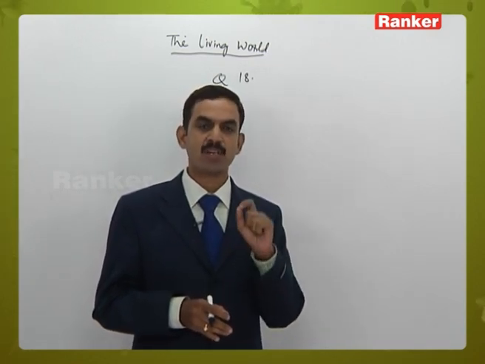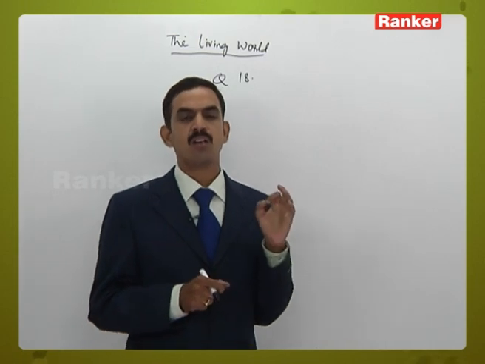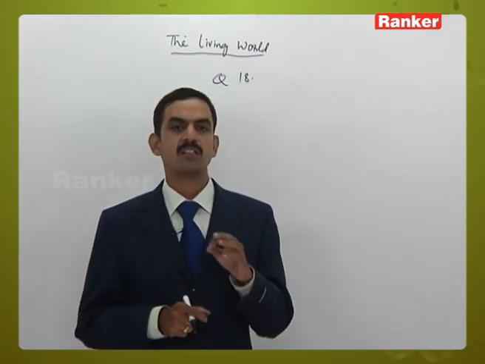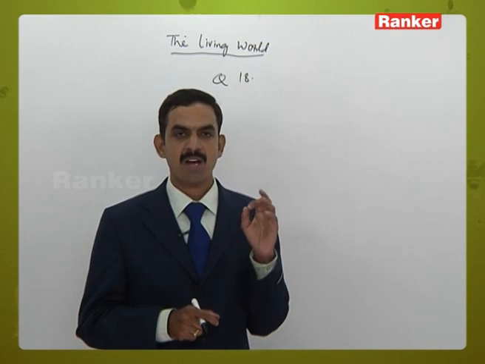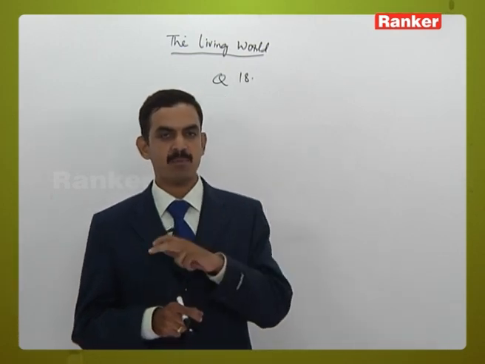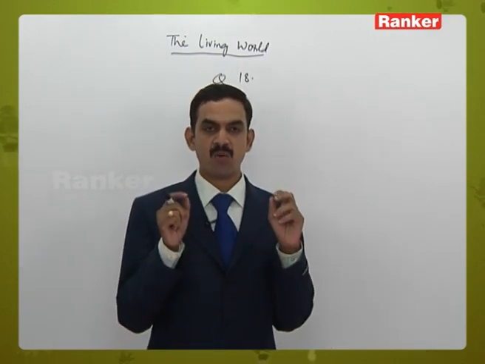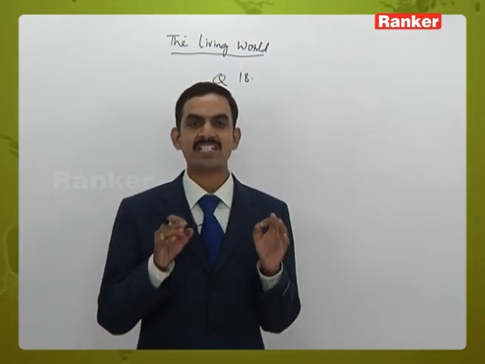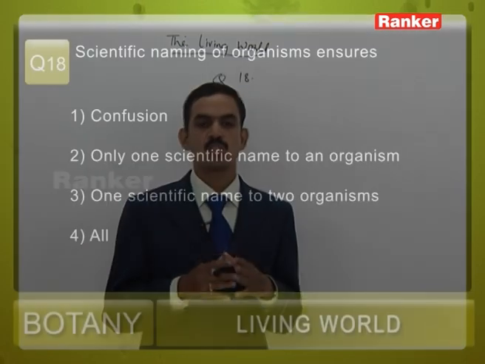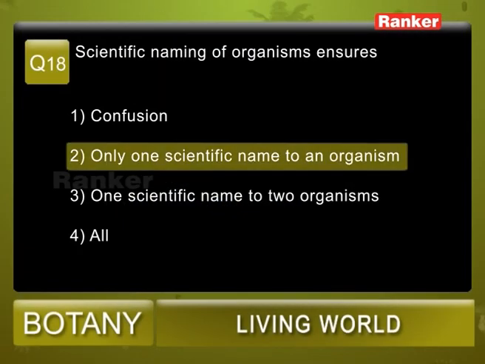That means one plant should have one scientific name, or one biological name, or in terms of plants, one botanical name, in terms of animals, one zoological name. So one plant should have one scientific name which is internationally accepted. So question number 18, the correct answer is 2.